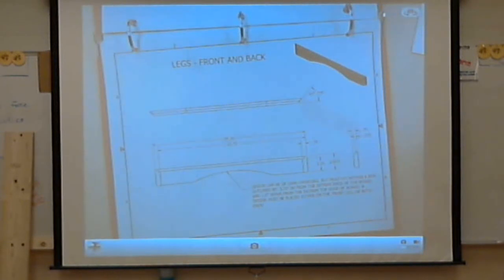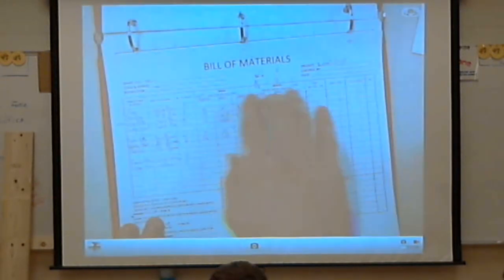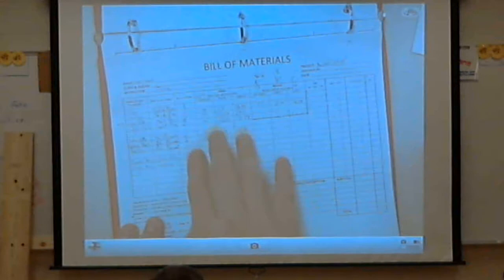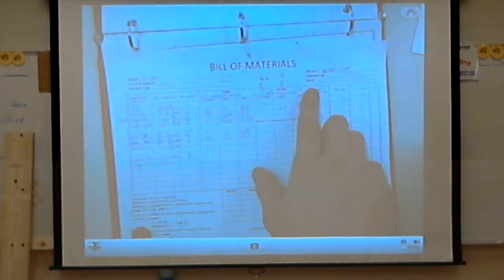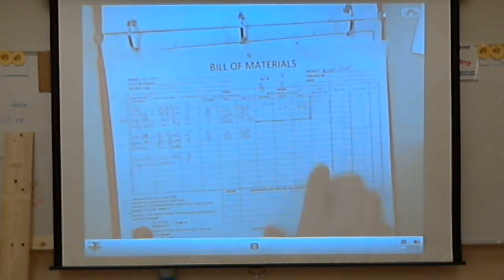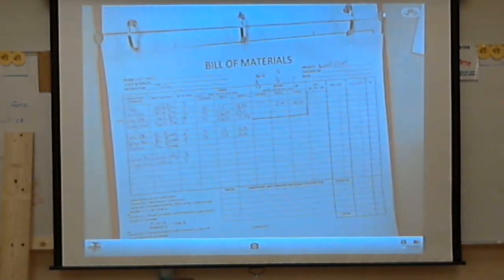Also, if you've been looking ahead at your bill of materials, this part's due Friday. So the finished dimensions and then the rough width and length and everything, that's all due Friday. But over here in this column, it says basically the quantity. So you have your board feet, square feet, and linear feet.